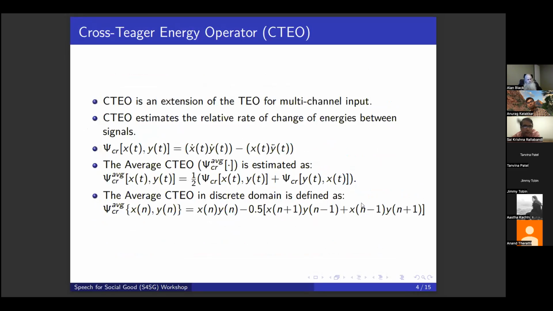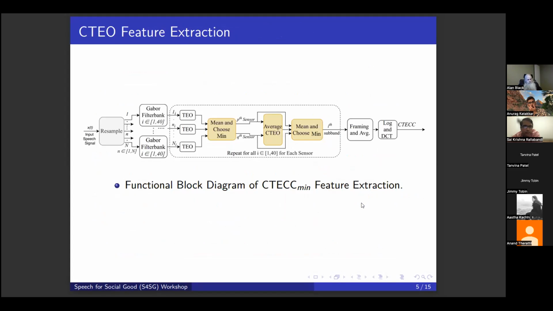I mean, the word latency was confusing. Okay, this is the block diagram. I get it now. Oh, okay. Okay.